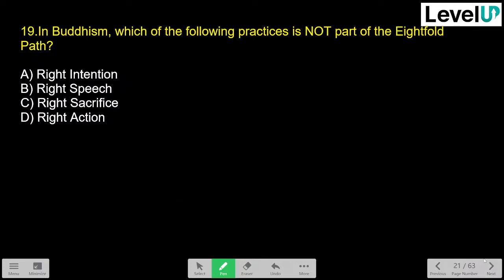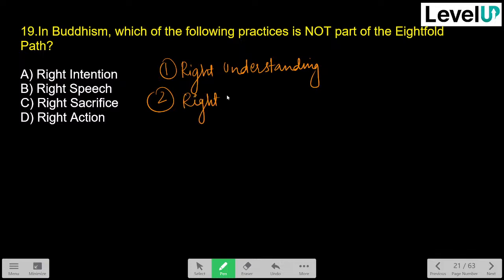Question number 19. In Buddhism, which of the following practices is not a part of the eightfold path? What are the eightfold paths? You should know about them. If you don't know, just write it down properly. First, it is right understanding. Second, it is right thought. You must be thinking in a right way. Next is right speech.